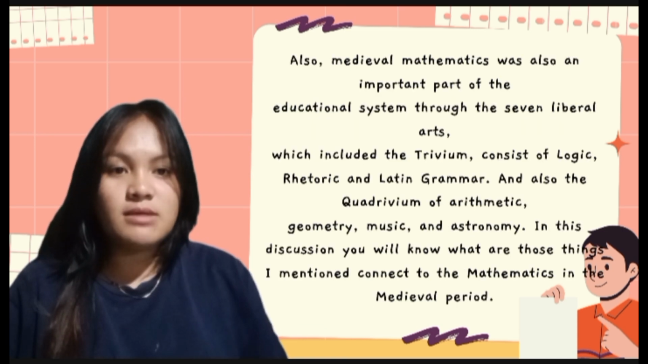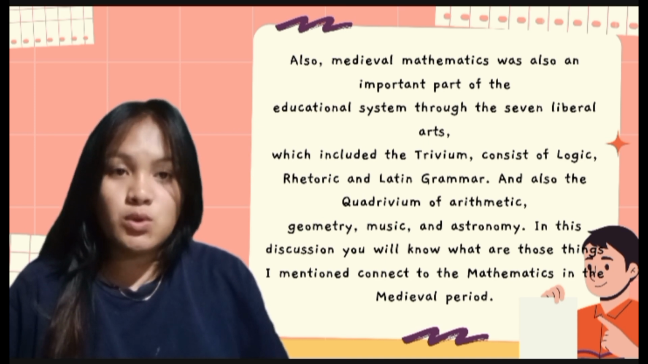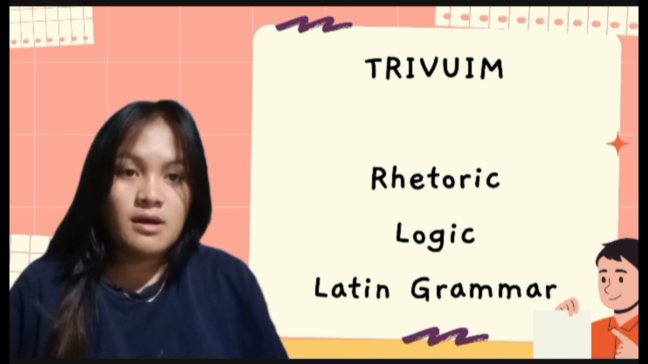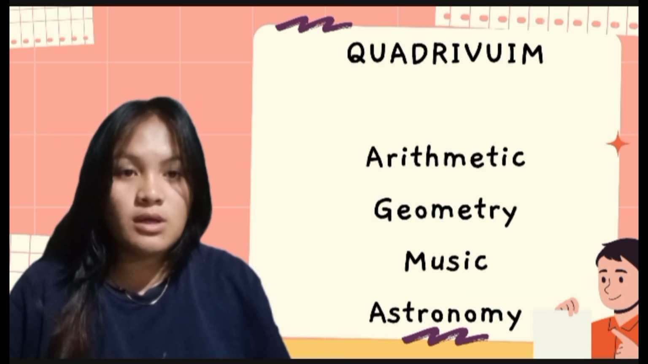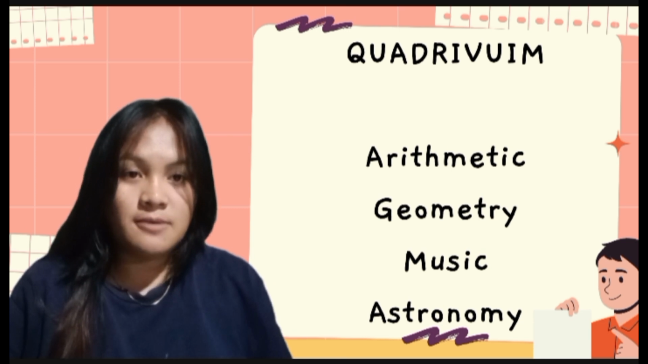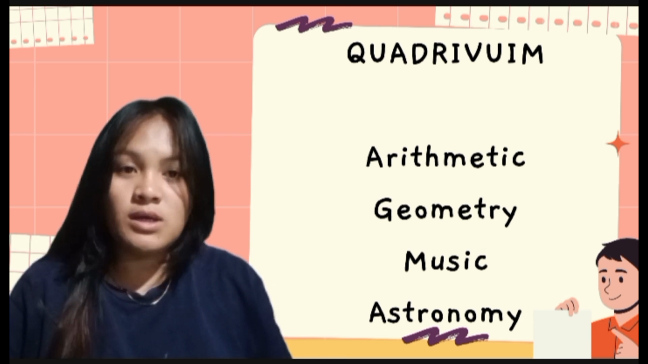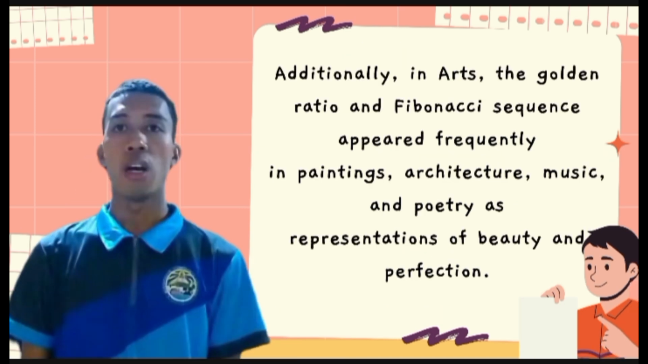Also, medieval mathematics was an important part of the educational system through the seven liberal arts. It consists of the trivium, which included rhetoric, logic, and Latin grammar, and also the quadrivium. It consists of arithmetic, geometry, music, and astronomy. In this discussion, you will learn the connection between those I mentioned and medieval mathematics.